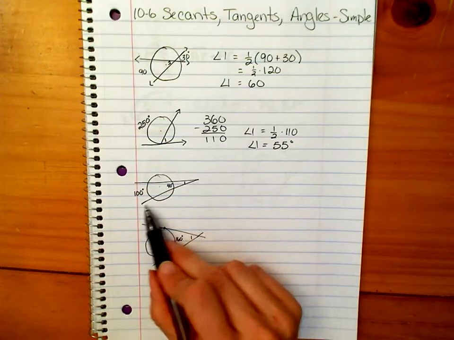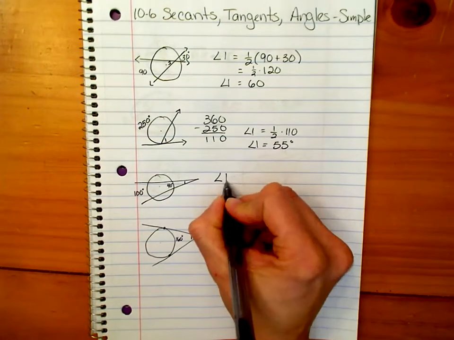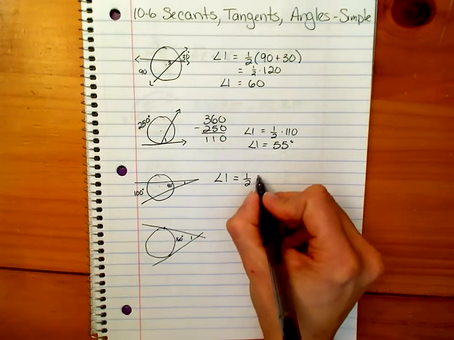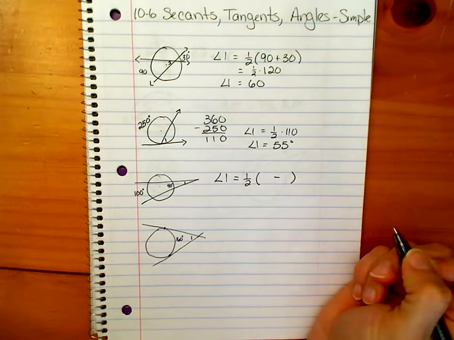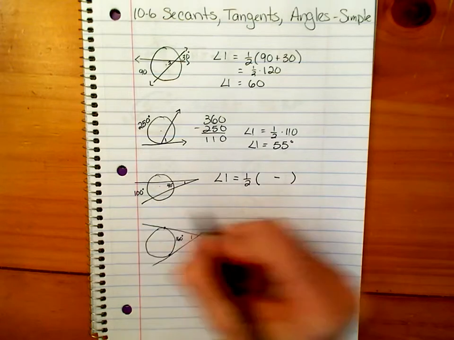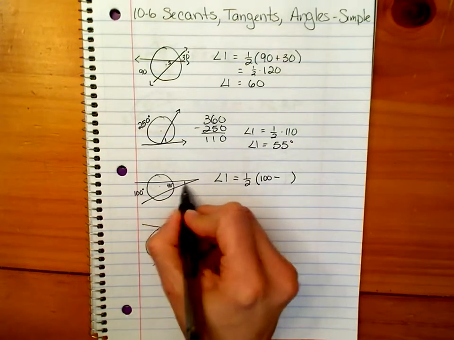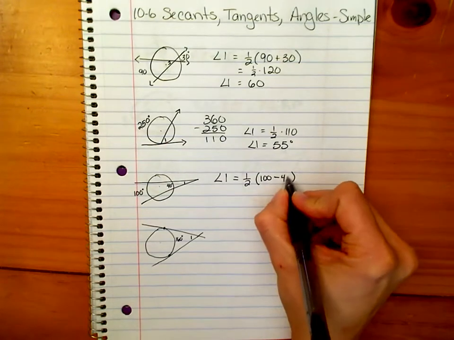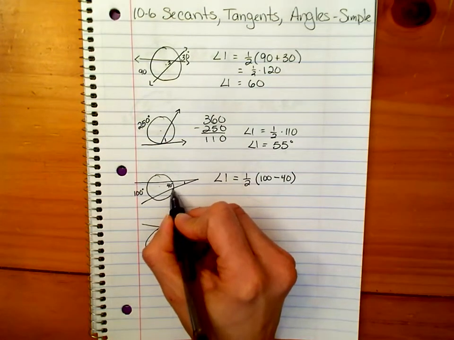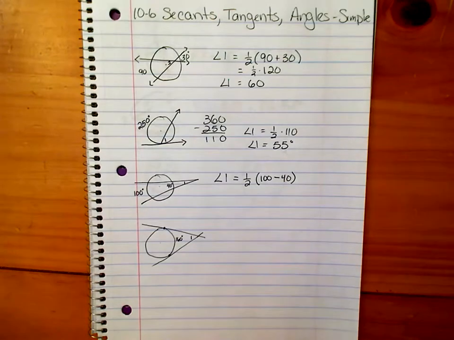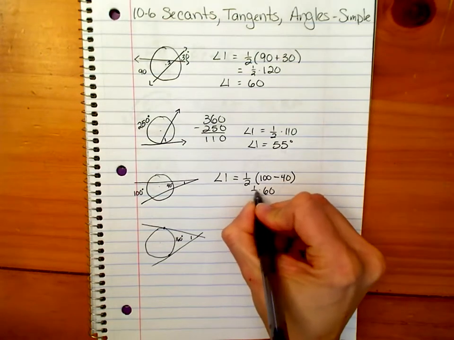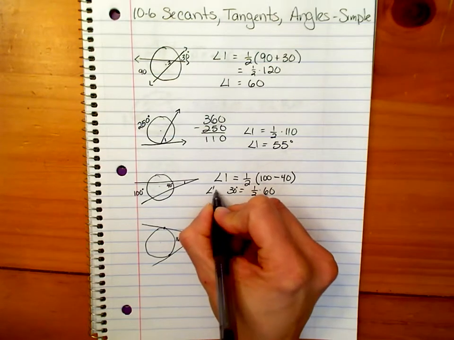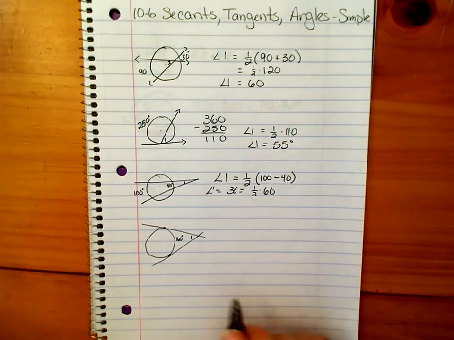This is 2 secants intersecting outside the circle. And when 2 secants intersect outside the circle, the angle that is formed is equal to 1/2 the difference of the 2 arcs. So I take the 100, which is the arc that is intercepted by the secants, and I subtract this little arc that's also intercepted by the secants. And 100 minus 40 is 60. 1/2 of 60 is 30. So angle 1 is equal to 30 degrees.